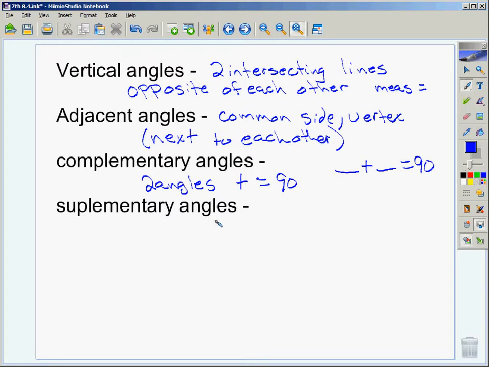Okay? Supplementary. Two angles that add up to 180. Blank plus blank equals 180. Okay? But you understand what we're talking about? Now, if you don't have a sheet of paper out, please get one out for this next bit.